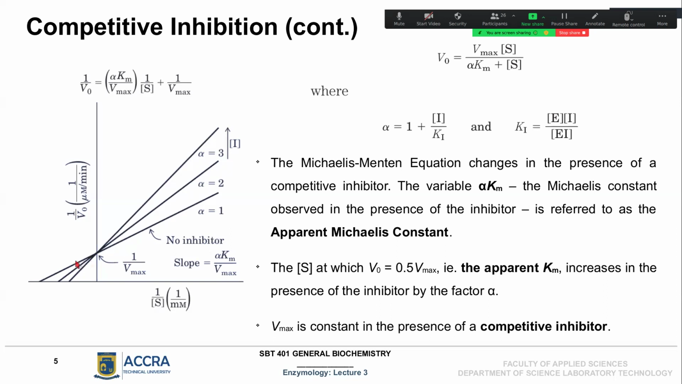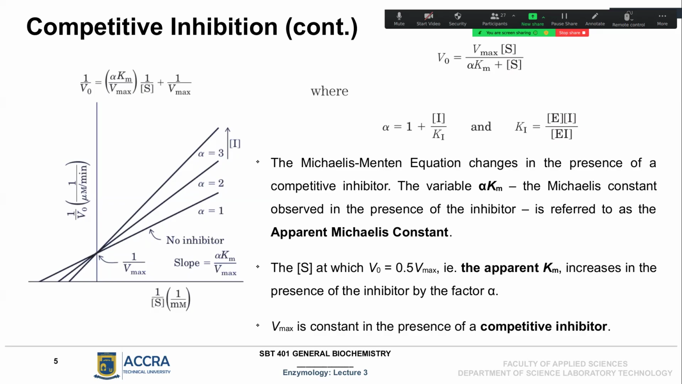So that is why you don't have the maximum rate of the reaction being affected by a competitive inhibitor. You can still reach the maximum rate of reaction just by adding more substrate into that mixture. So you can say the maximum rate of reaction in a competitive inhibition is constant. The maximum rate of reaction in a competitive inhibition is constant, does not change.